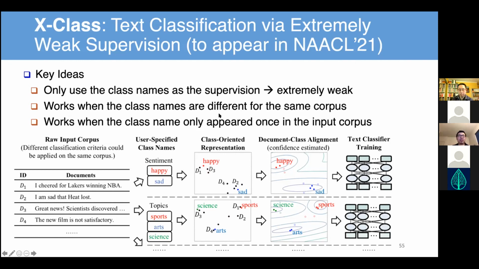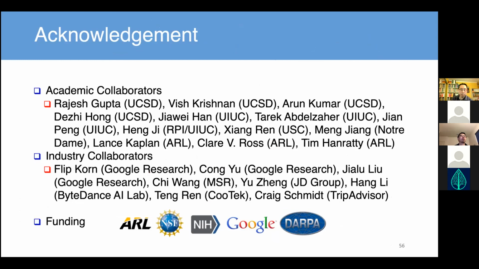Okay, thank you. So this is our recent work. Feel free to try it out and report any bugs or if you are not happy with the results. We also have some ongoing work to further improve this. In the end, I'd like to acknowledge all my collaborators from both academia and industry and the funding agencies who have supported our research, both during my PhD study and currently at UC San Diego.